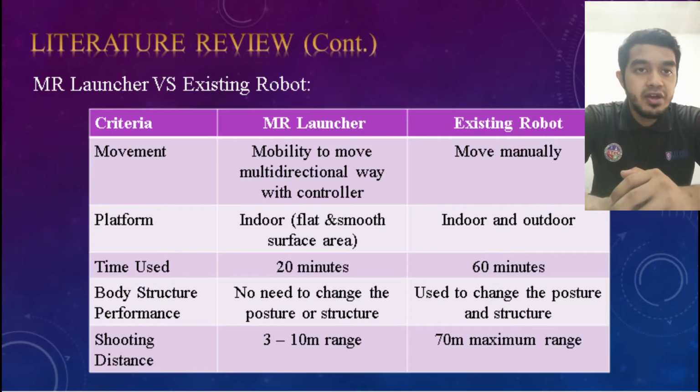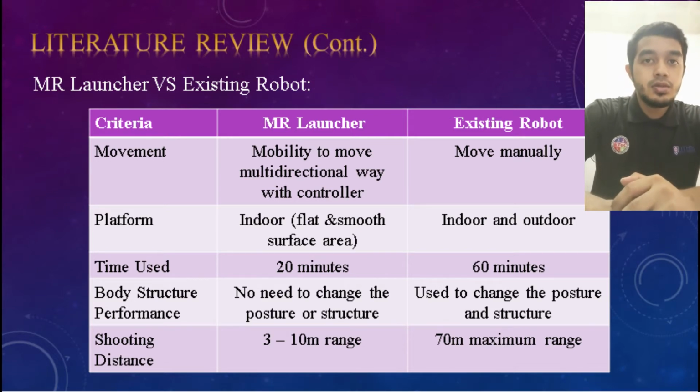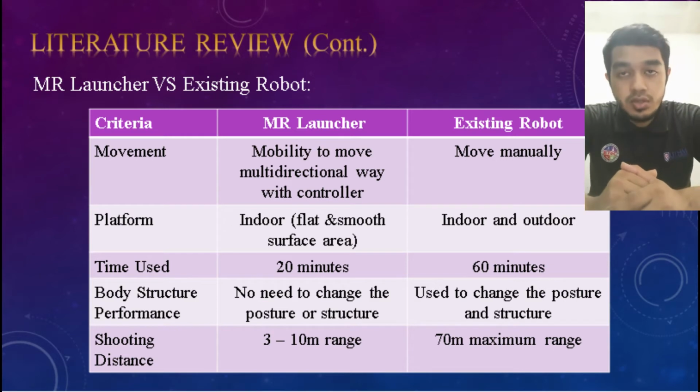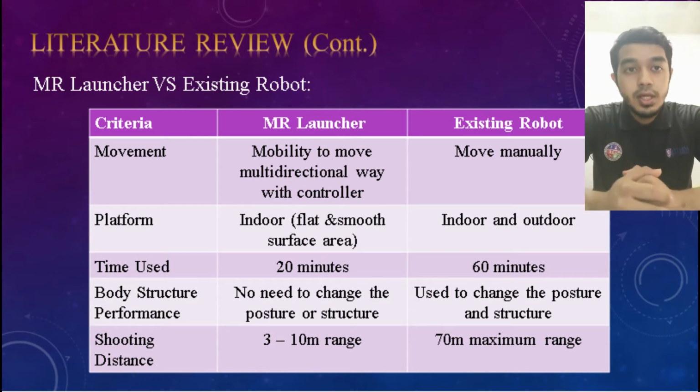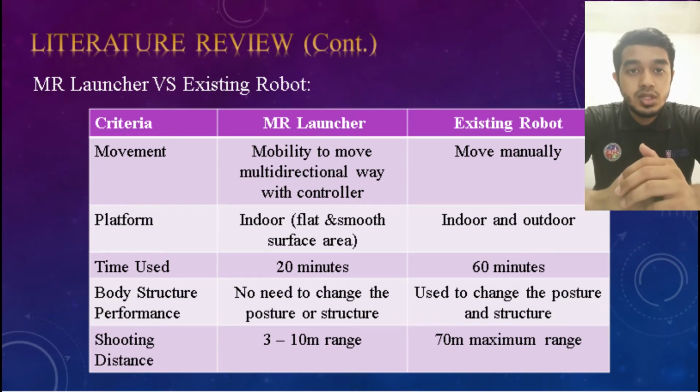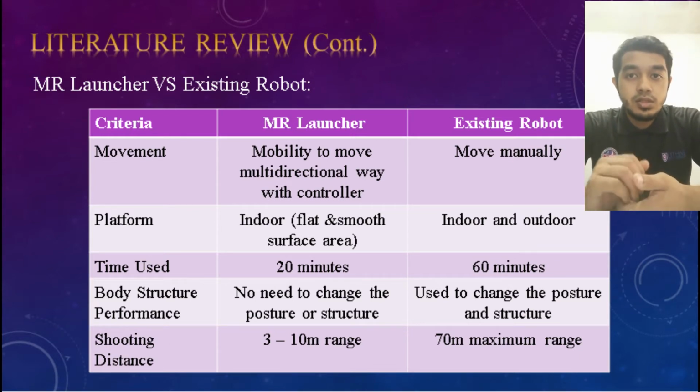The next literature review is the MR launcher versus the existing robot. We have here five criteria. The first point is movement. The MR launcher has mobility to move in a multi-directional way with a controller, while the existing robot moves manually. The second point is platform. The MR launcher is designed for indoor use only, on flat and smooth surface areas, while the existing robot can do both indoor and outdoor.